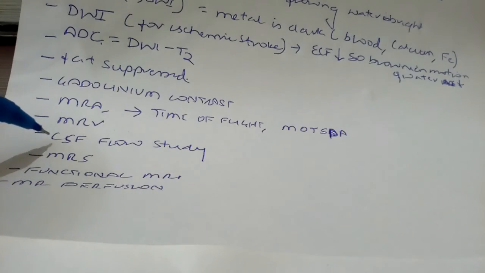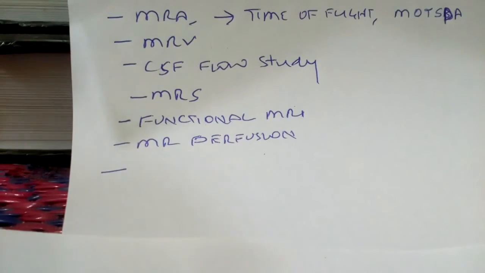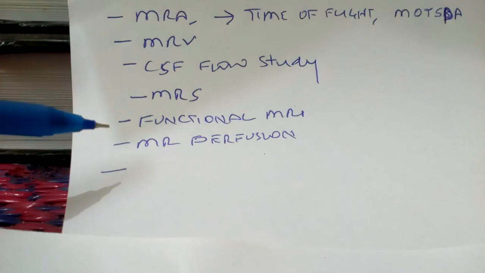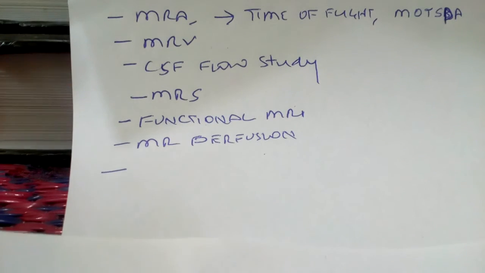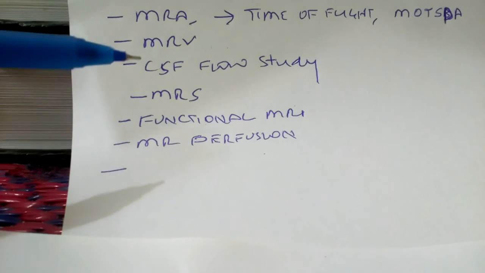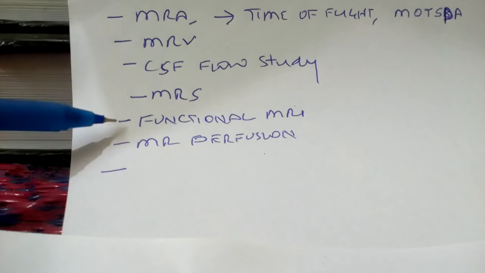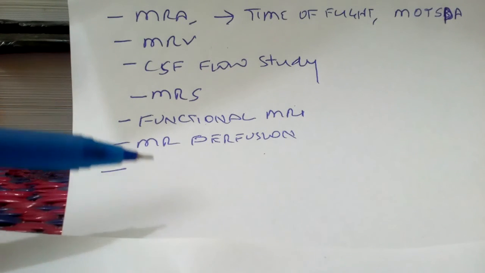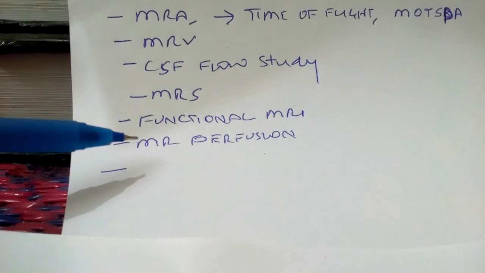And then CSF flow studies, and then comes the functional MRI. Functional MRI is basically where the patient uses MRI. At the same time, electrodes are placed in the brain, by which certain areas of activation are checked on the MRI, by the accumulation of metabolites there, and then those areas are tested for functionality.